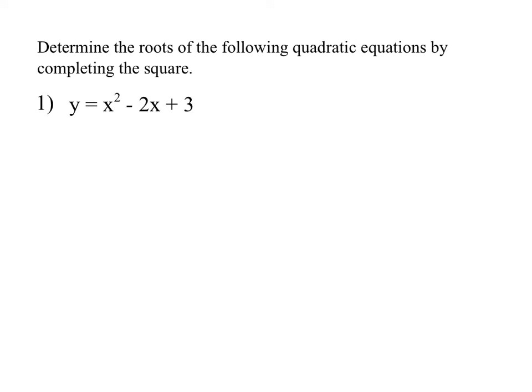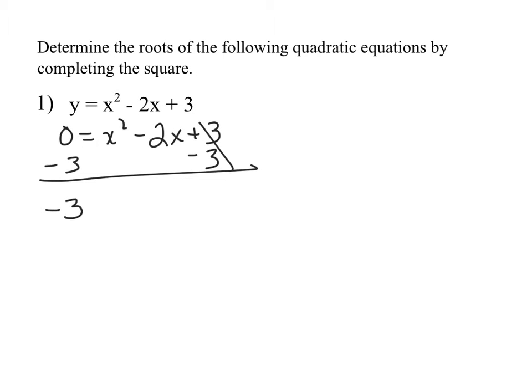Okay, so again, if we have this kind of problem, the roots means we set y equal to 0. And now we want to solve this using completing the square. So the first thing of completing the square is we want to make it so that the letters are on one side and the numbers are on the other. Okay, so I'm going to subtract the 3 and bring it over. So negative 3 equals x squared minus 2x.